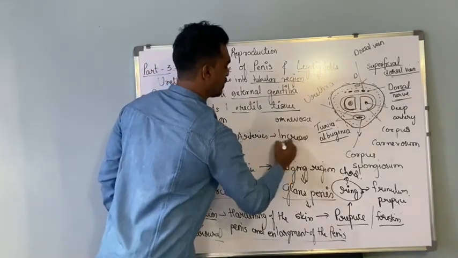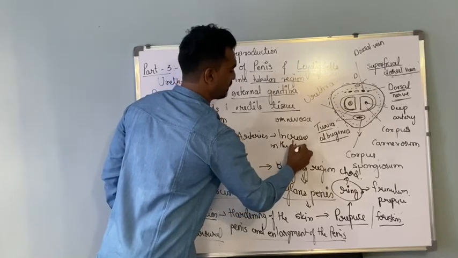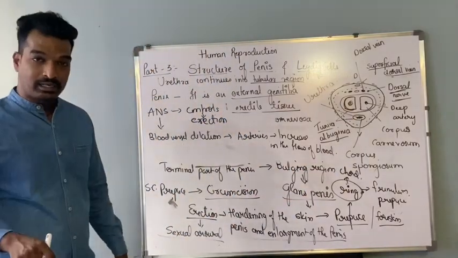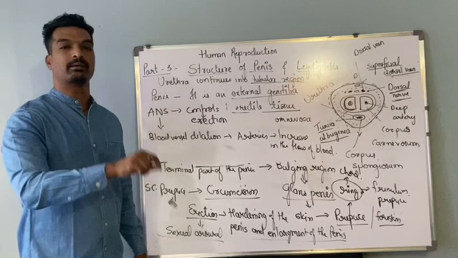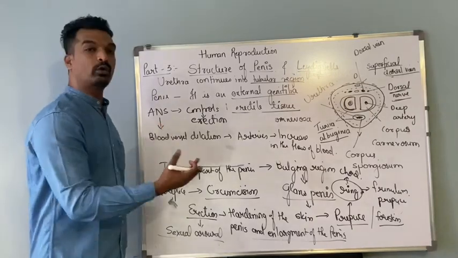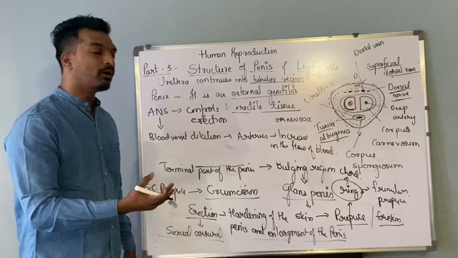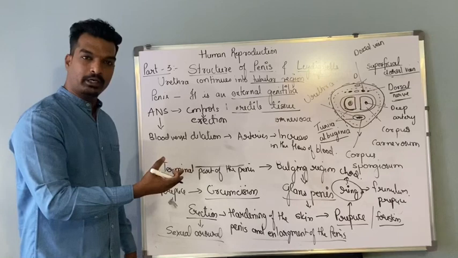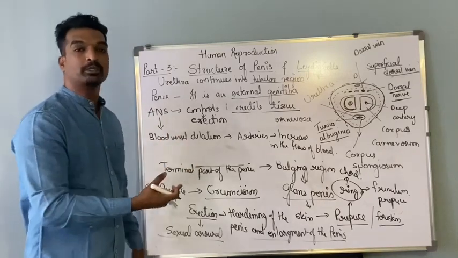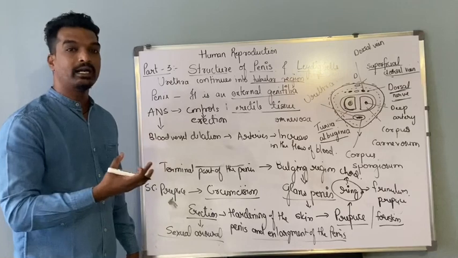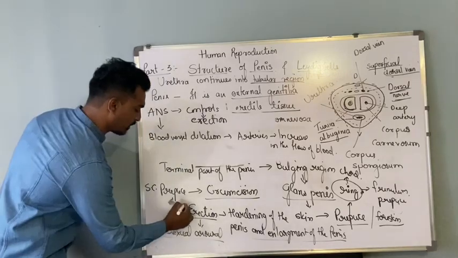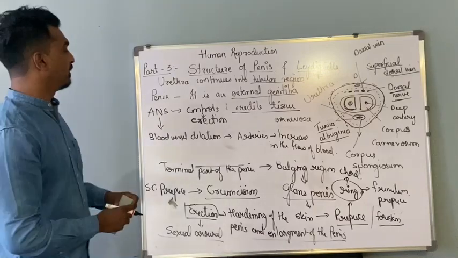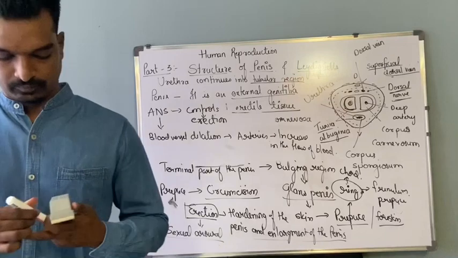Due to the increase in the flow of blood, as I said, it is an erectile tissue which becomes hardened when blood is supplied to the tissue. When blood flows at a high rate and in high amount, due to the pumping of blood into the corpus cavernosa and corpus spongiosum, the tissues become hardened and enlarged, and that causes the erection. Are you clear?